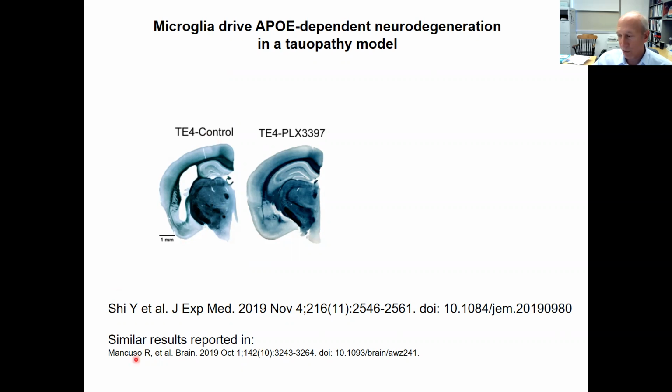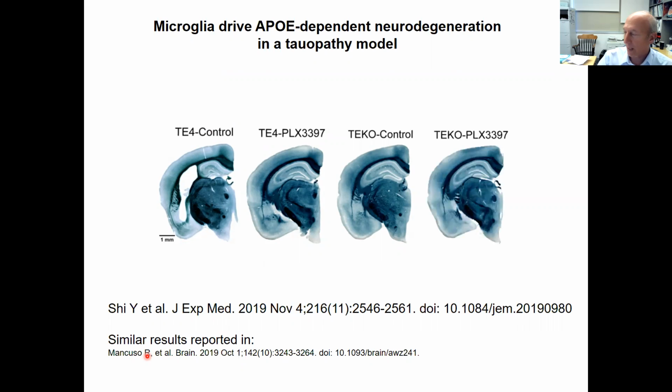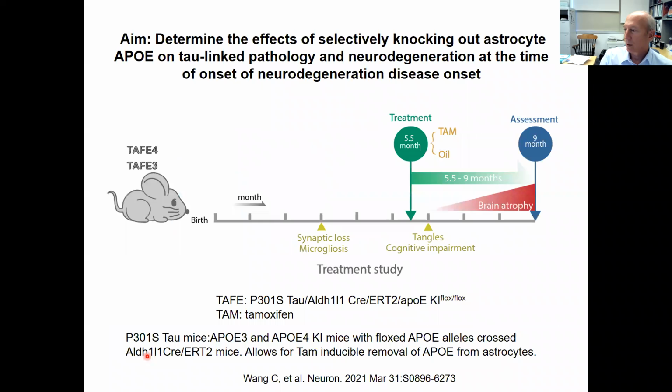Very similar results were reported by Mancuso et al. in a different P301L model a few years ago as well. And then, of course, as we had seen previously, if you remove APOE, you get a very similar effect. If you remove APOE and remove microglia, you get a similar effect. So this is a very blunt experiment, but I think it shows at least in the setting of tau-mediated damage, that microglia are obviously important in the injury.